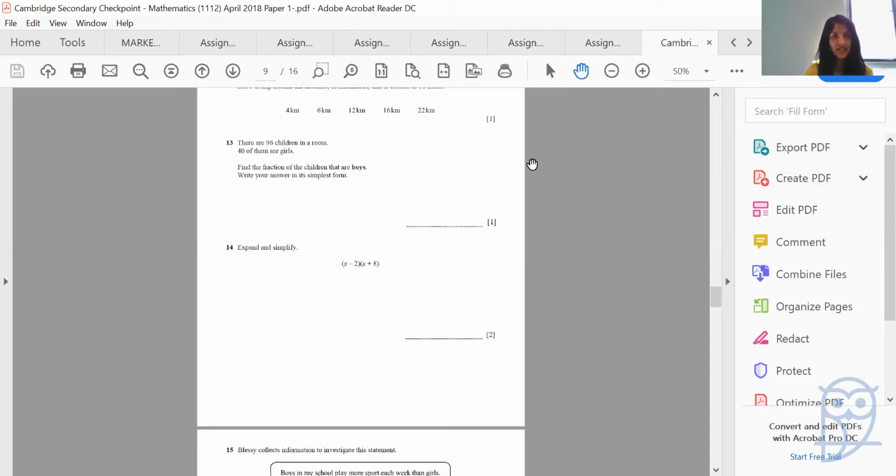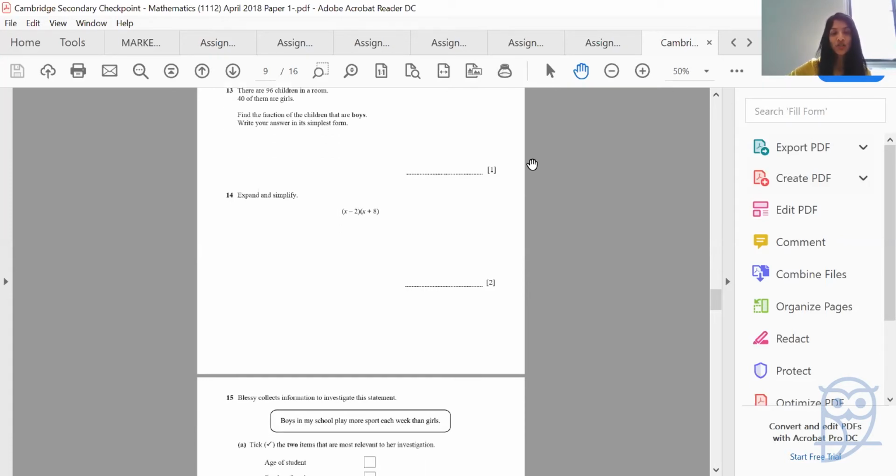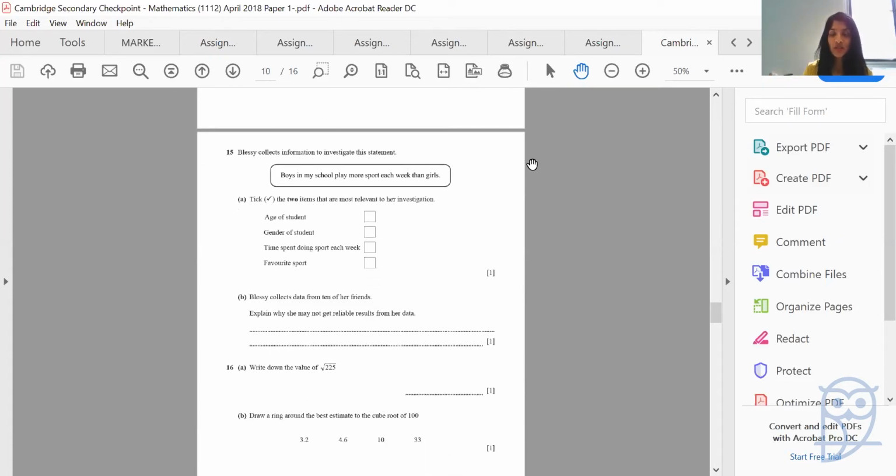The next part says expand and simplify. Okay, I'm going to come back to that one shortly. I'm going to move on to this. It says, Blessy collects information to investigate this statement. Boys in my school play more sport each week than girls. Tick the 2 items that are the most relevant to her investigation.